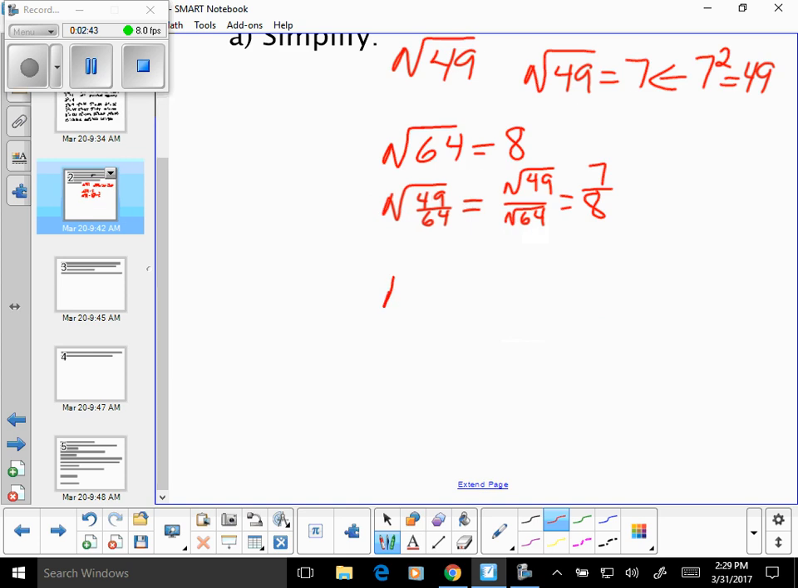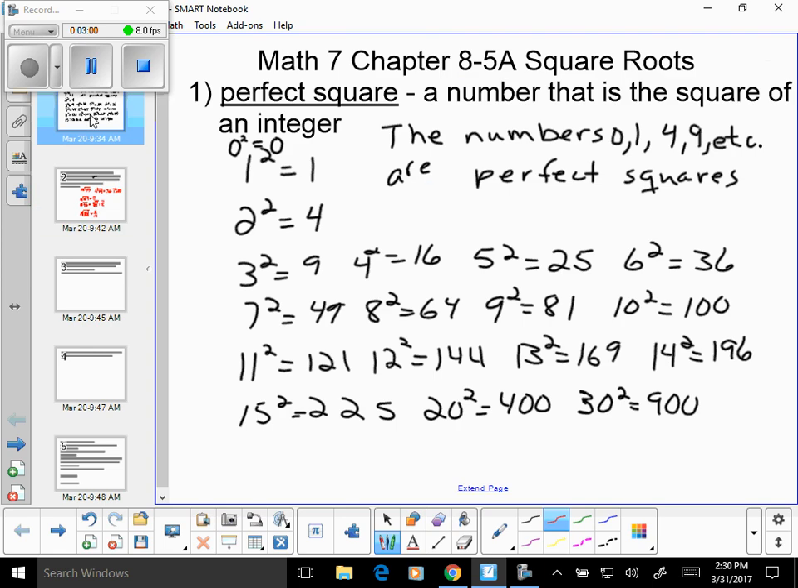So if we would take the square root of 121 over 169, we're not going to go to that second step. We're just going to say to ourselves, okay, the square root of 121 is 11. The square root of 169 is 13. How do I know that? I gave you a list.